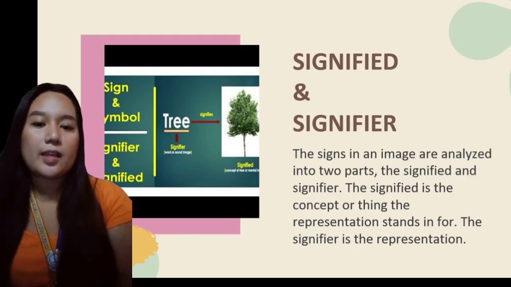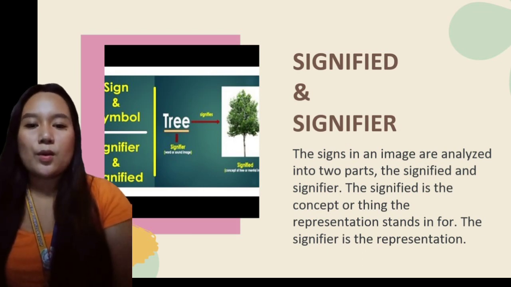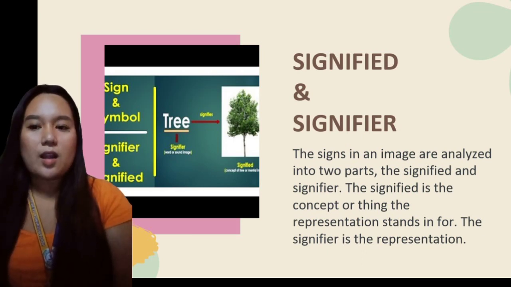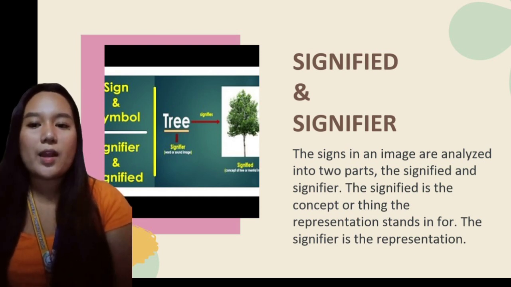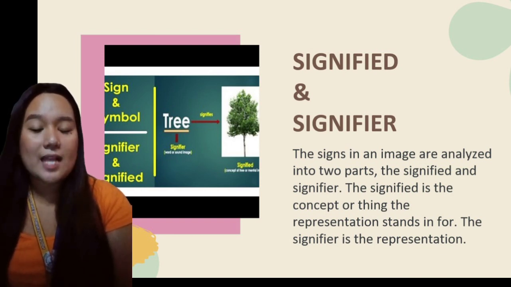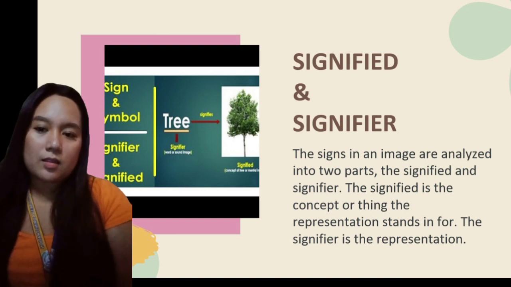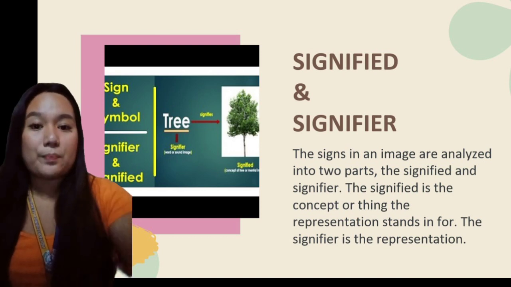Now, the signified and signifier. So, the signs in an image are analyzed in two parts, which are the signified and the signifier. The signified is a concept or thing the representation stands in for, and the signifier is the representation.